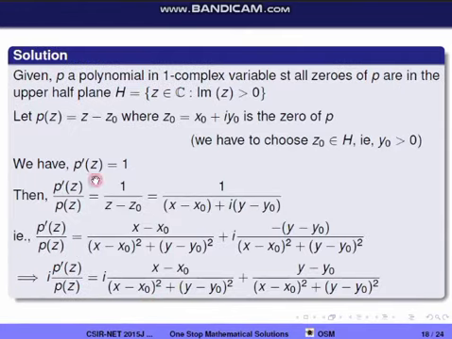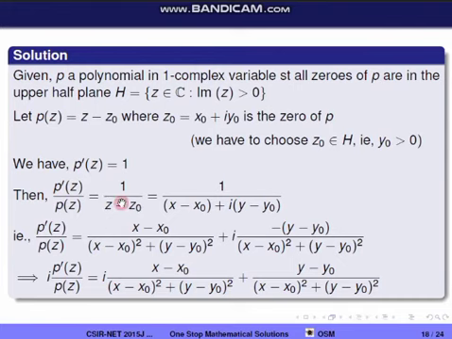So I'm taking a general polynomial P of Z is equal to Z minus Z0. So here Z0 is a zero of P. So Z0 should belong to H. That is, imaginary of Z0 should be greater than 0. That is, Y0 should be greater than 0. We have P dash of Z, the derivative of P of Z, that is equal to 1. Then P dash of Z by P of Z is equal to 1 by Z minus Z naught.